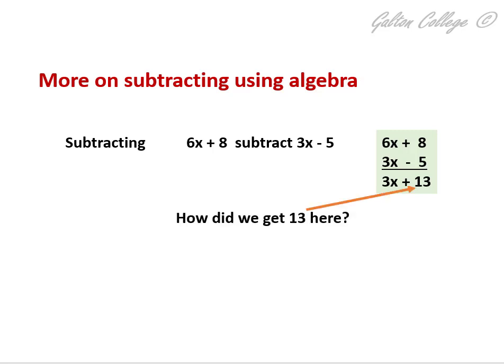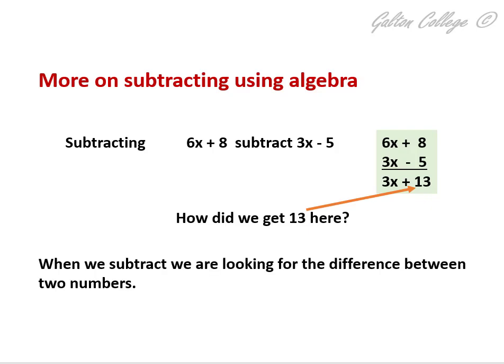So how do we get the 13? Well, when we subtract, we're looking for the difference between two numbers. That's what we're doing when we subtract things. So up here we're looking for the difference between plus 8 and minus 5. So what's the difference between plus 8 and minus 5? Well, it's 13.